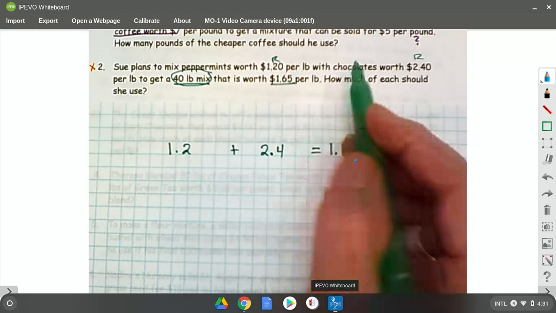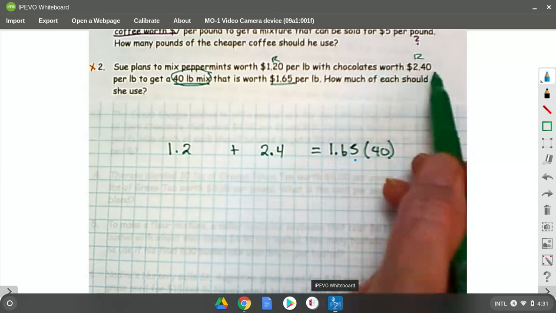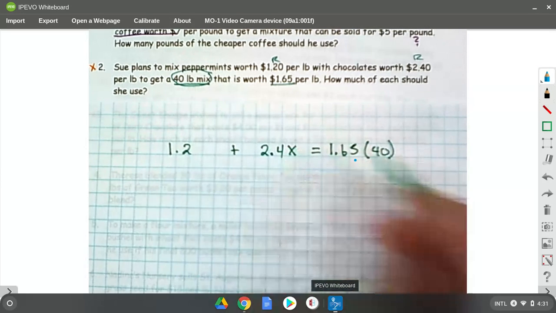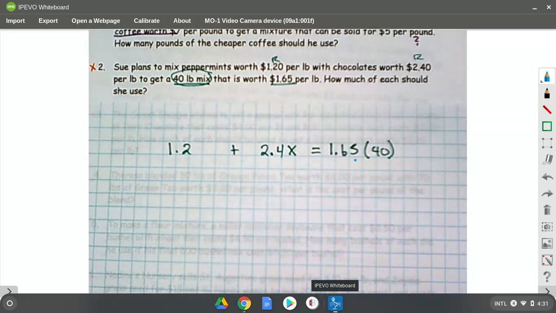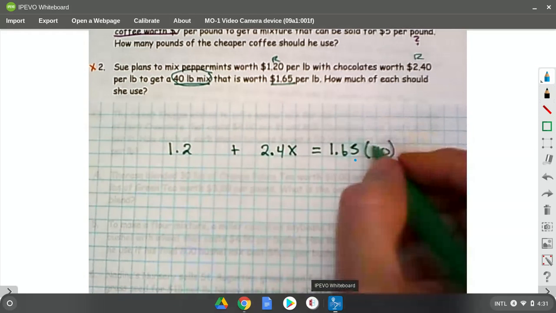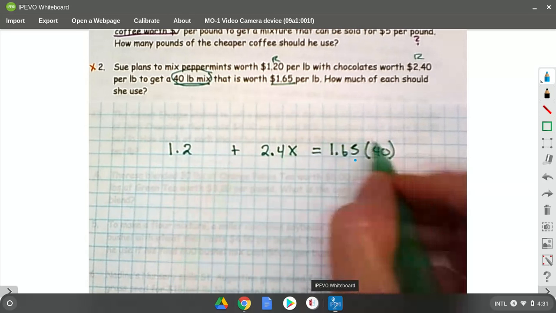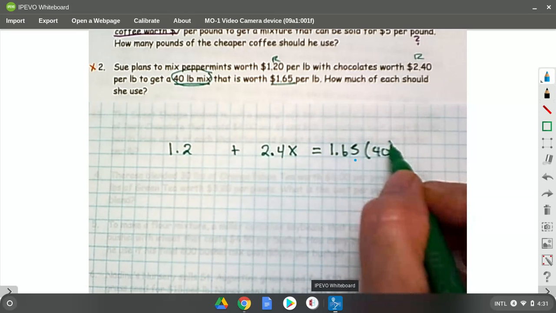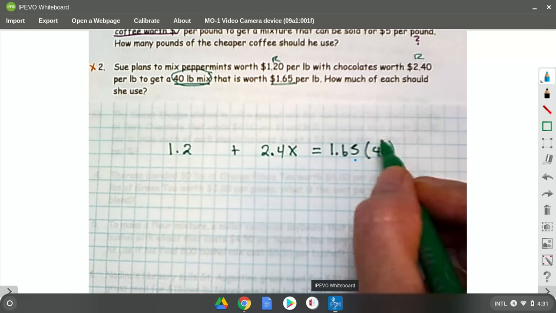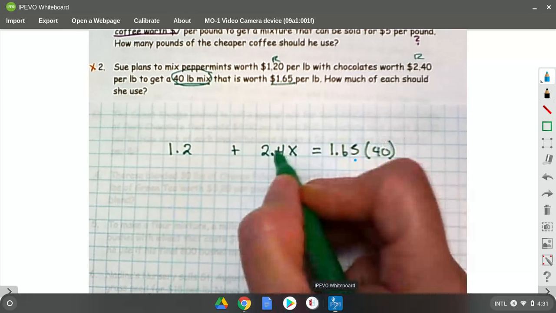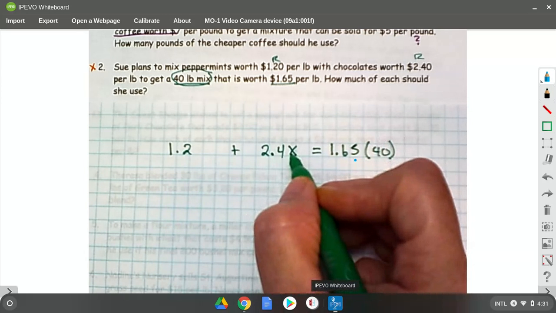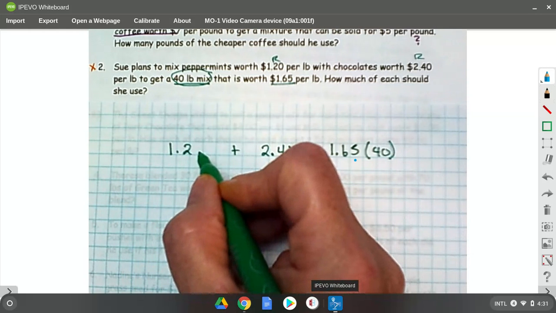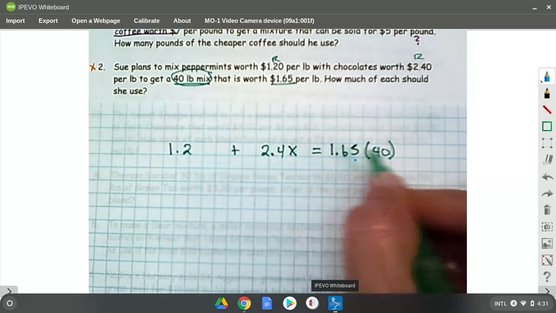All right, do I know how much chocolate? With chocolate's worth $2.40 per pound. Nope. So I'm going to put an X there. Now here's where you got to do that rationalizing. You got to figure this one out. If I have a total quantity of 40 pounds, I'm using X pounds here. How much is going to be left for my $1.20 peppermints?